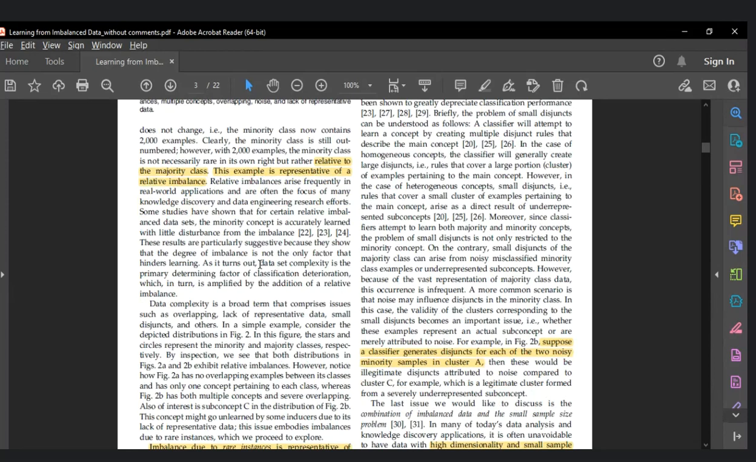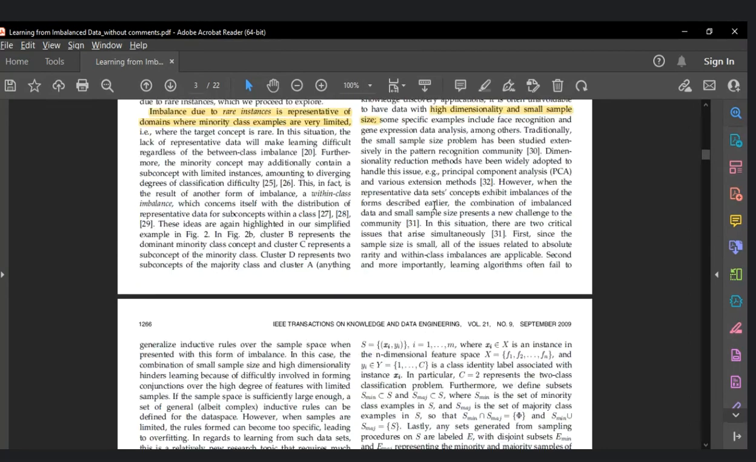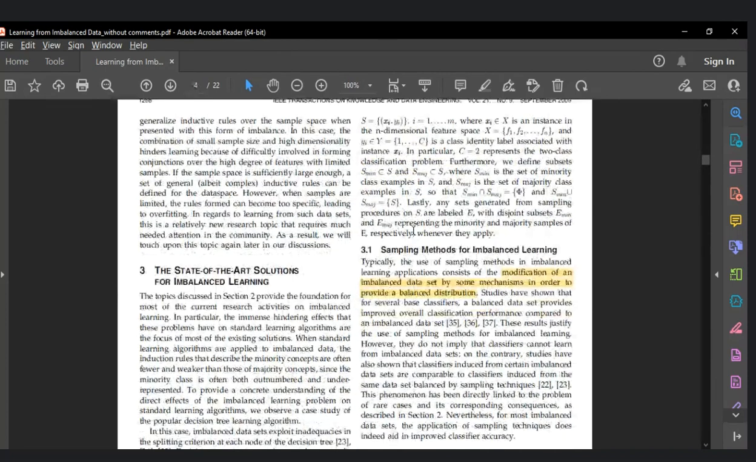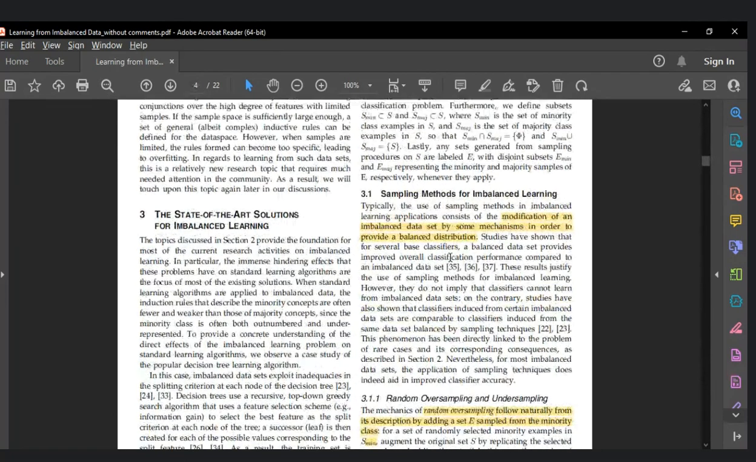The imbalance due to rare instances, in contrast, is representative of domains where minority class examples are very limited. Even if you increase the number of majority class examples, the minority class examples may not increase proportionally, because they're so rare that you can't really increase them. I don't think there are any other concepts we need to be aware of to carry on with the next few topics that were not covered last week.